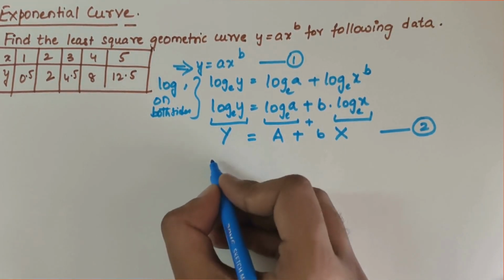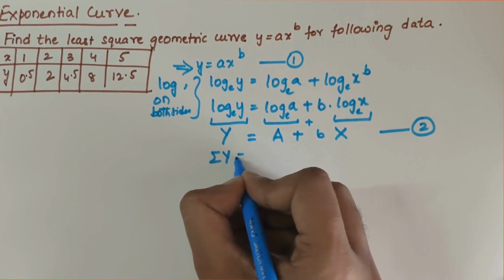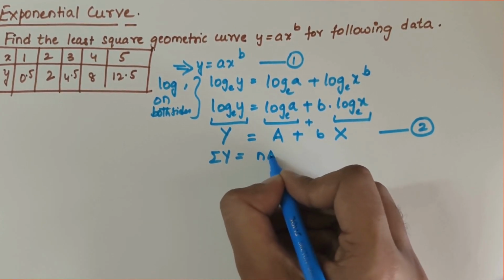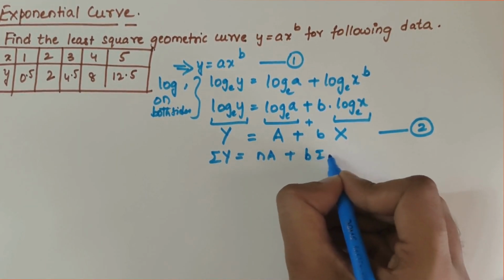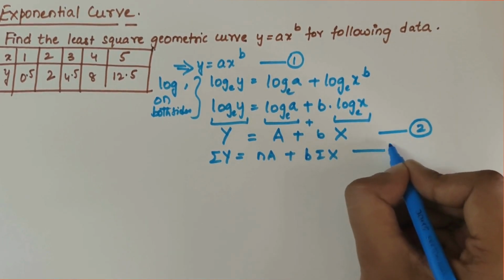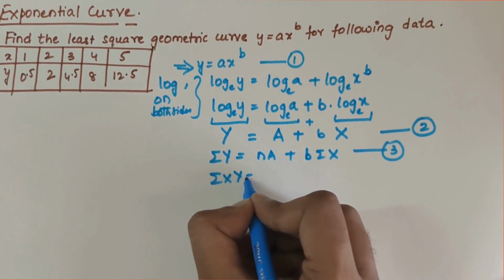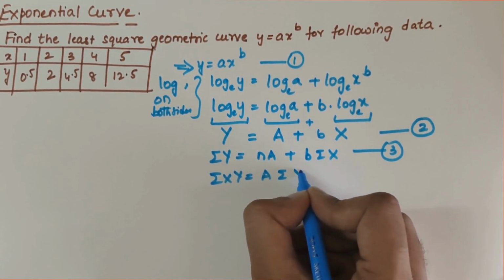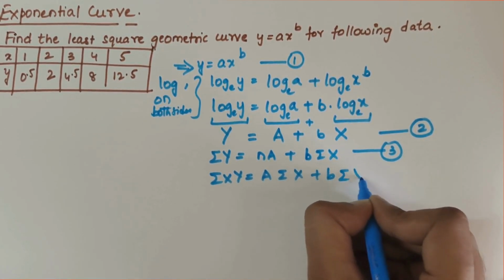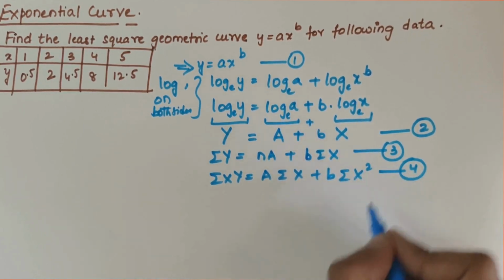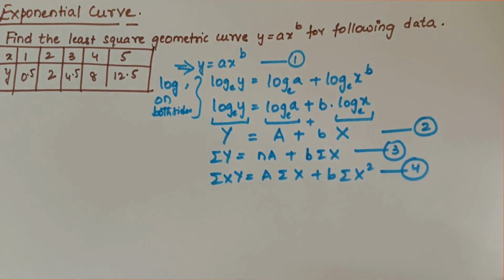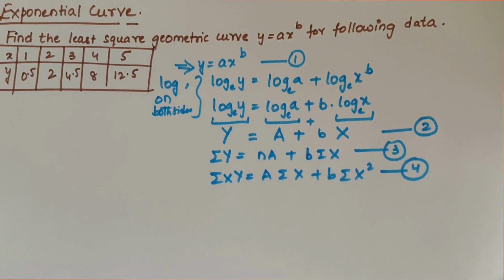Now writing normal equations for this, summation Y is equal to nA plus b summation X. Third equation, similarly summation XY is equal to A summation X plus b summation X square. Now that we have got the equations, we need to compute a table and then solve these equations.